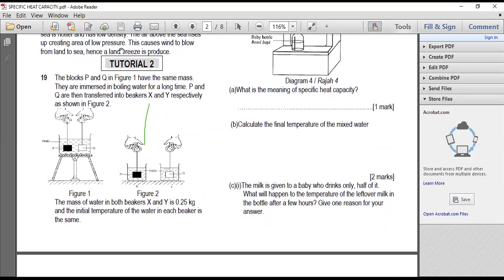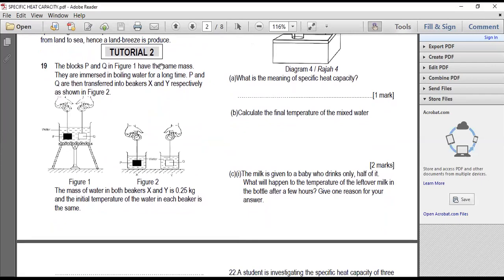Now we look at an example of a structured question involving this. Two blocks P and Q, figure 1, have the same mass. They are immersed in boiling water for a long time. P and Q are then transferred into beaker X and beaker Y respectively, as shown in figure 2. The mass of water in both beaker X and Y is 0.25 kilogram, and the initial temperature of water in each beaker is the same.